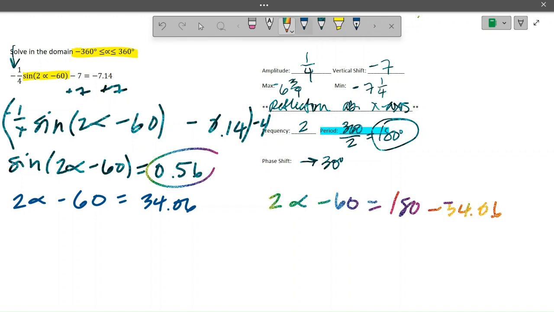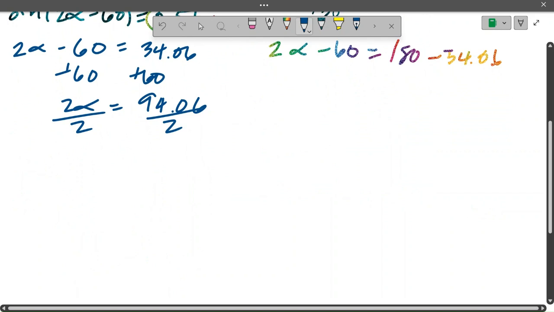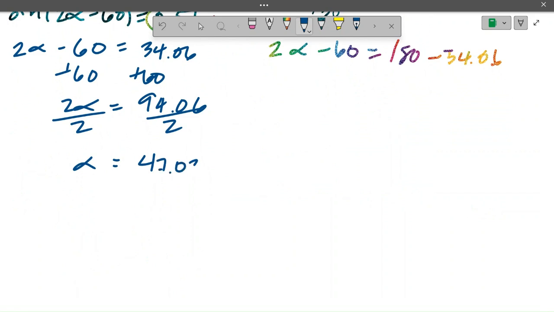34.06. Okay, I'm popping back over to the other equation, and I'm going to solve for alpha. I'm adding 60 to both sides. When I do that, I get 2 alpha equals 94.06 degrees. And now I'm dividing by 2. And when I do that, I get alpha equals 47.03 degrees. Good news, this is within our domain, so this is one of our solutions.